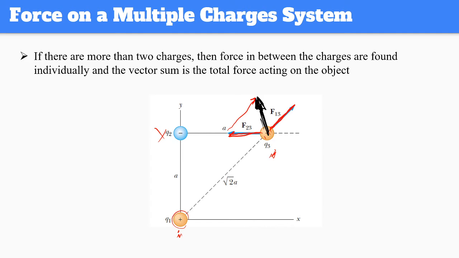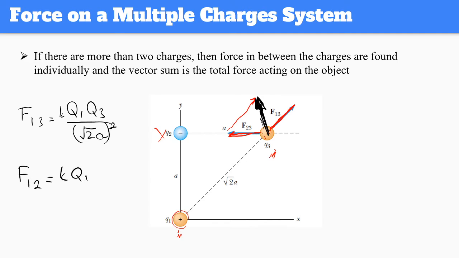And if you need to make a calculation, then what we do, F13 is going to be calculated as K Q1 Q3 divided by distance squared, which is square root of 2a squared, and the force in between 1 and 2 would be K times Q1 Q2 divided by distance, which is a squared. Alright, you find individual forces by using the charges and the distances in between them.